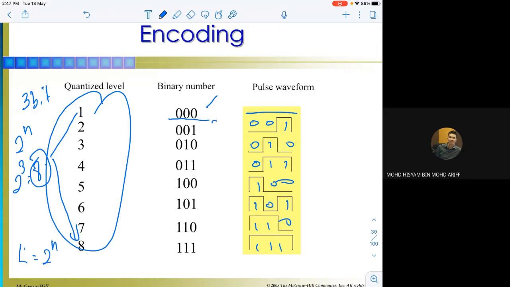Okay, I recap again. This is 3 bits, right? So 2 to the power of 3 equals 8 levels. But sometimes in digital, you start from 0, sometimes 0 to 7. Here it is 1 to 8, right? Sometimes it starts from 0 to 7, depending on the question. After this, I will give you a question.